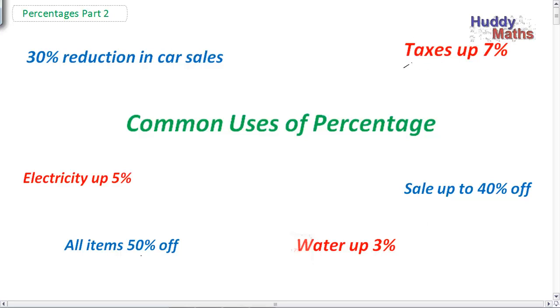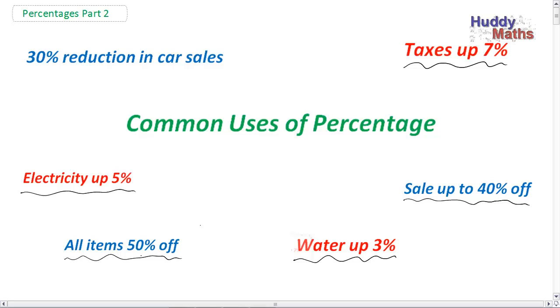Taxes up 7% up the top here. Down the bottom, water up 3%, electricity up 5%. You'll be pretty familiar with this sort of advertising. Sale, up to 40% off. That's better news. All items 50% off. So it's used around the world universally, the idea of percentage.